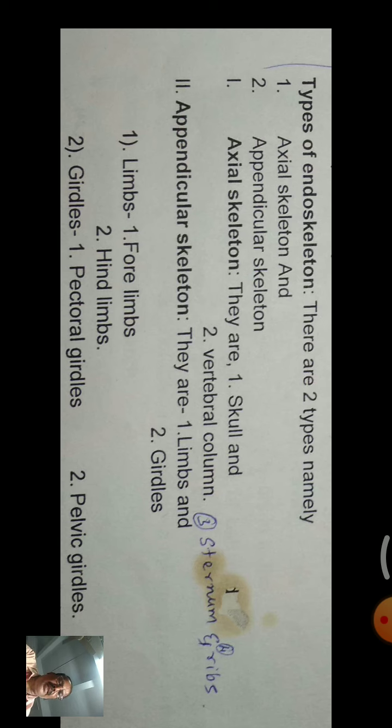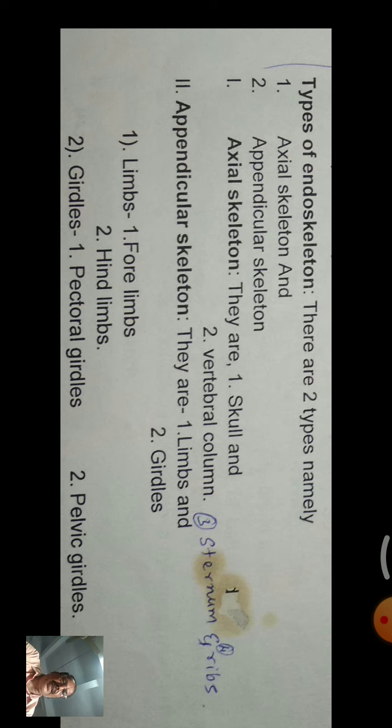The appendicular skeleton consists of limbs and girdles. So limbs and girdles come under the bones of the appendicular skeleton. First are the limbs. Limbs are divided into forelimbs and hind limbs. Girdles include pectoral girdles and pelvic girdles. So pectoral and pelvic girdles, also forelimbs and hind limbs, come under the appendicular skeleton.